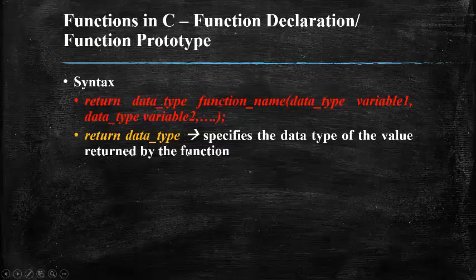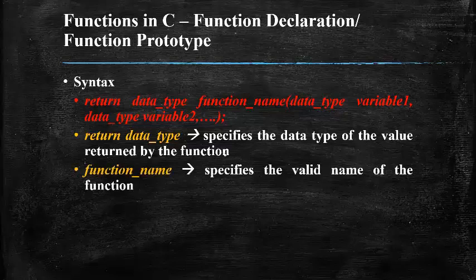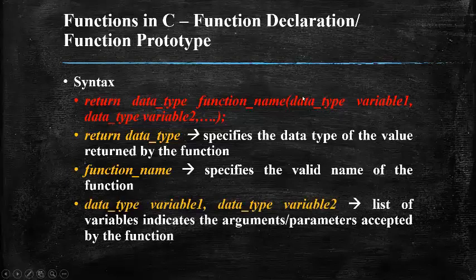So next we are going to see the function name. The function name specifies the valid name of the function, and as I told you, whatever arguments you give, we represent them in terms of the data type followed by the variable name. So here we list out all the variables that are going to be accepted by that particular function and what it is going to process. So let's see some examples.